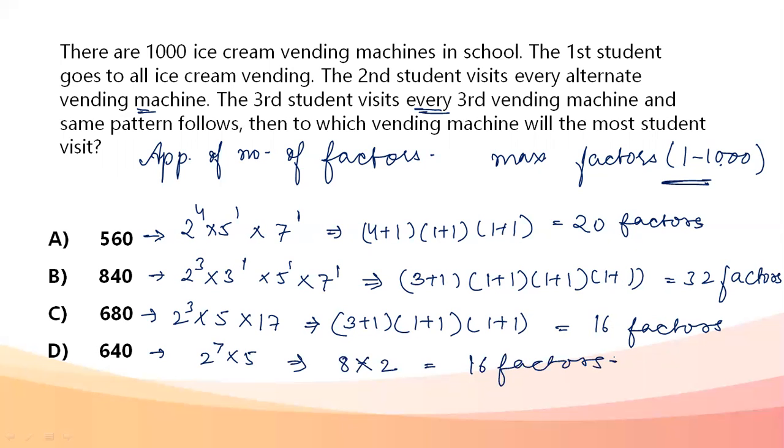So if we talk about the number that has maximum factors between 1 and 100, I cannot go on finding it for every number. So what I can do is go with respect to options, and check out of the given options which number has maximum factors. So here 840 has the maximum number of factors. Therefore, the 840th vending machine will be visited by most of the students because it has the maximum number of factors. The answer is going to be option B, 840.